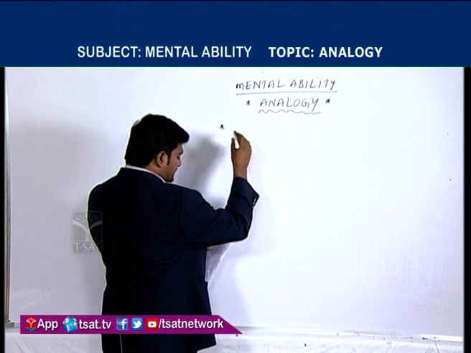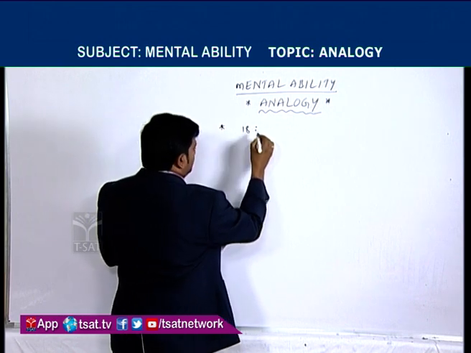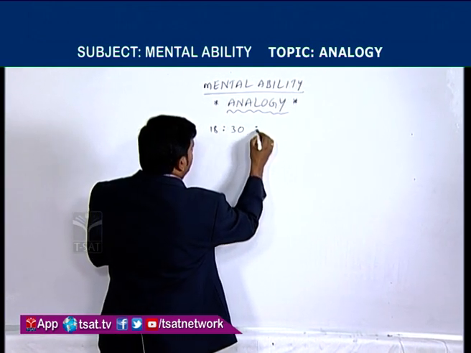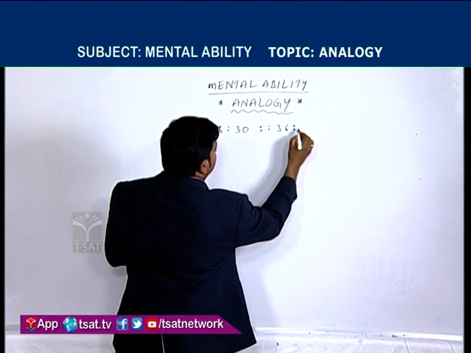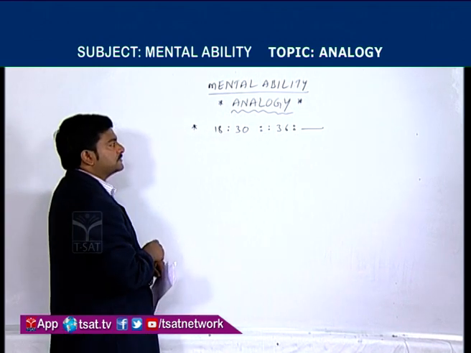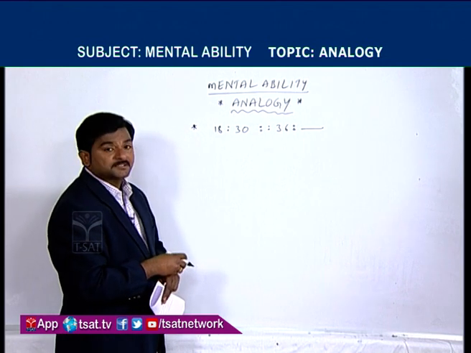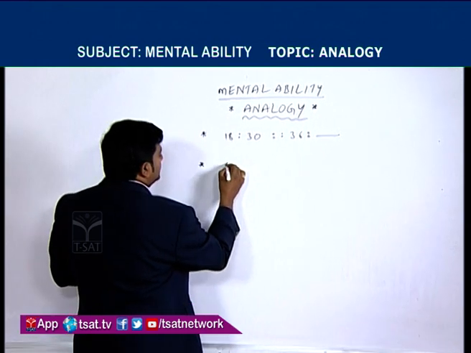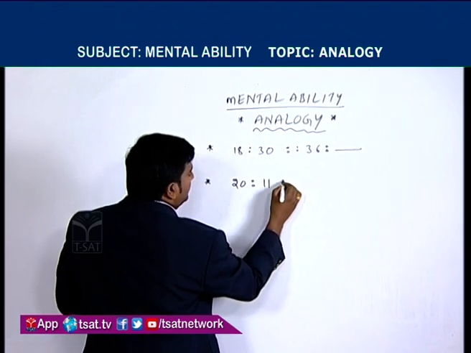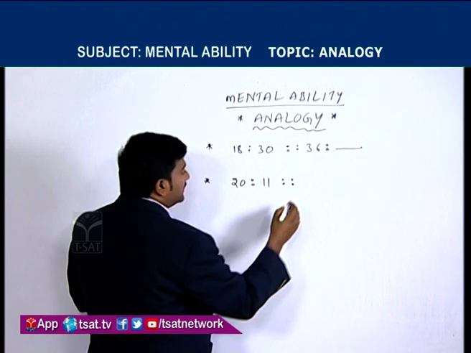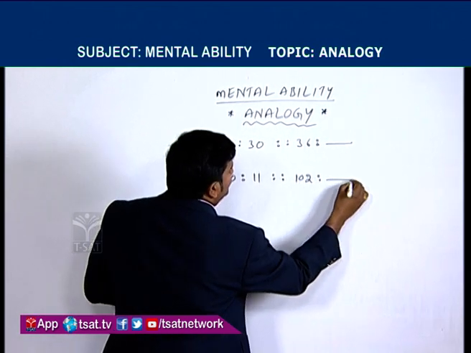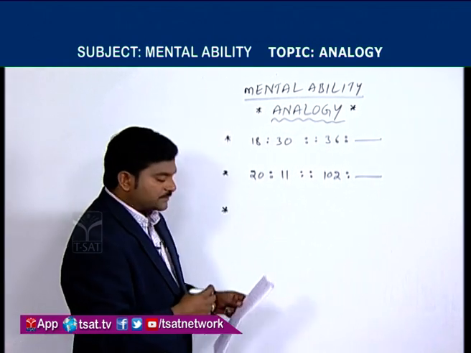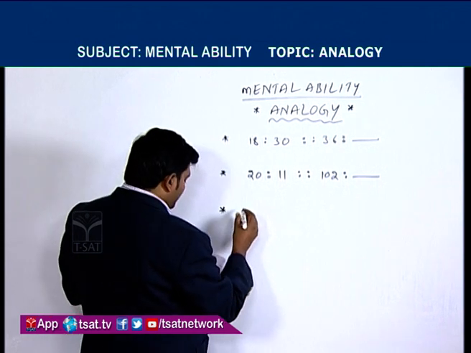First question is given like this: 18:30 is as 36:dash. That is one type of question. And second question is given: 20:11 is as 102:dash. Similarly we can take like this also.